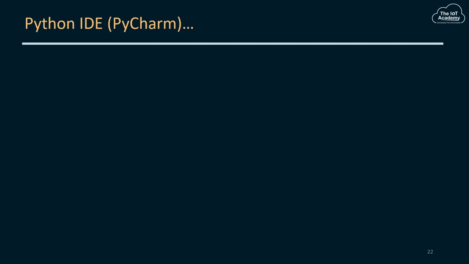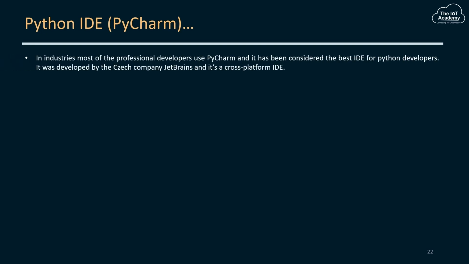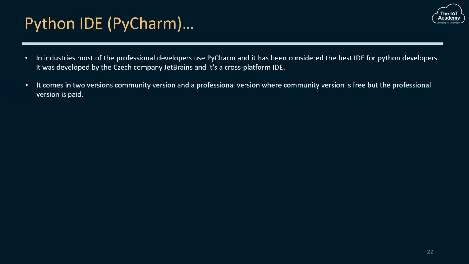Python IDE, PyCharm. In industries, most of the professional developers use PyCharm, and it has been considered the best IDE for Python developers. It was developed by the Czech company JetBrains, and it's a cross-platform IDE. It comes in two versions, a community version and a professional version, where the community version is free, but the professional version is paid.